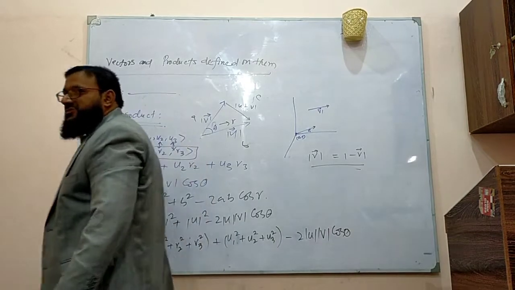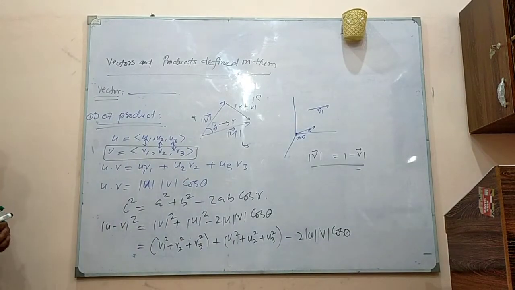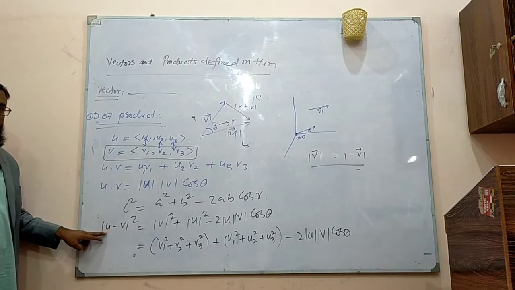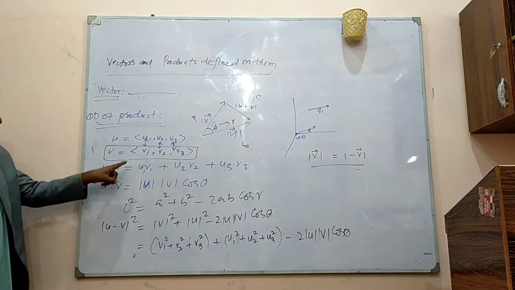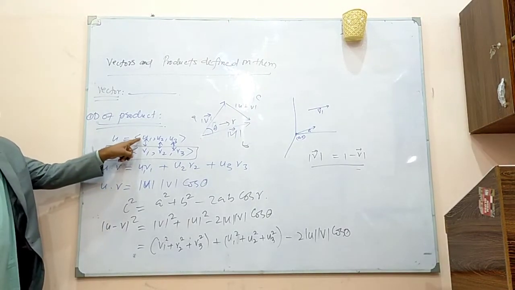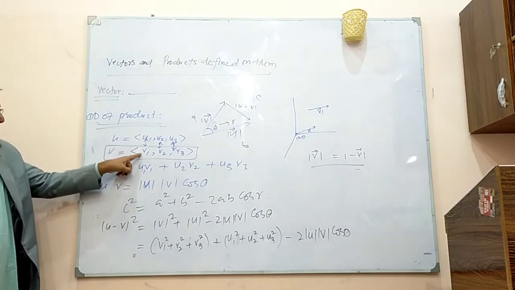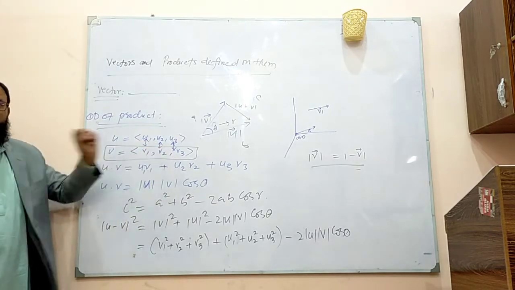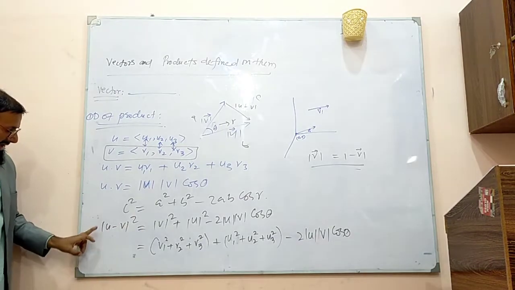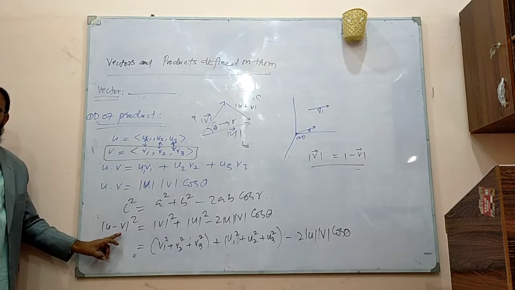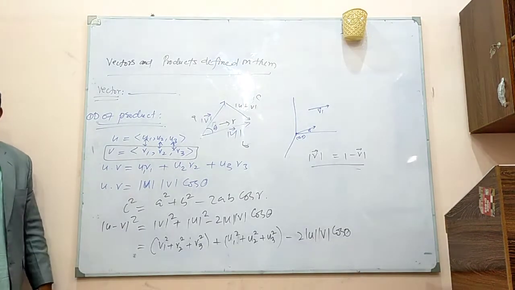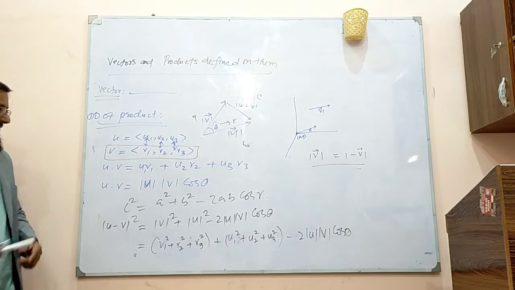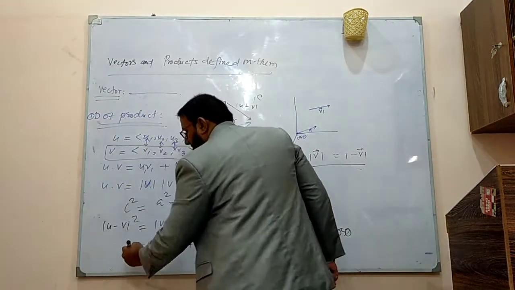What is going to be this vector? This is, I subtract v from u. It means it would be u1 minus v1, u2 minus v2, u3 minus v3. This is the vector. I am going to find its mod and then I am going to square it. What would it be? Will it be this particular quantity?